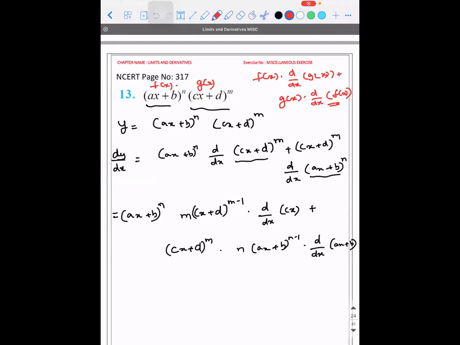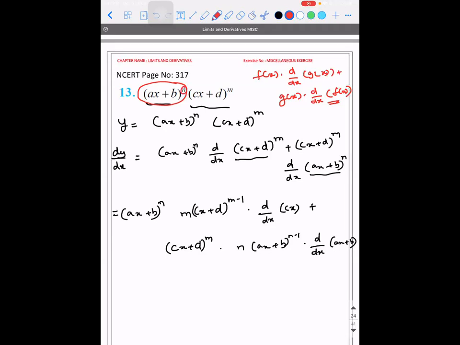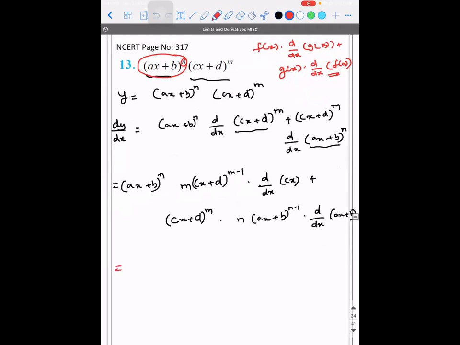Okay, so sir, in this problem, just because you asked, I'm telling you. In this product rule also, for each you need to apply chain rule. Don't get confused between product rule and chain rule. Product rule will come when two functions are multiplied. Chain rule will come when a function is raised to the power n. So the final answer will be m into ax plus b the whole power n into cx plus d the whole power m minus 1 into derivative of cx, which is c. So I will put a c here.